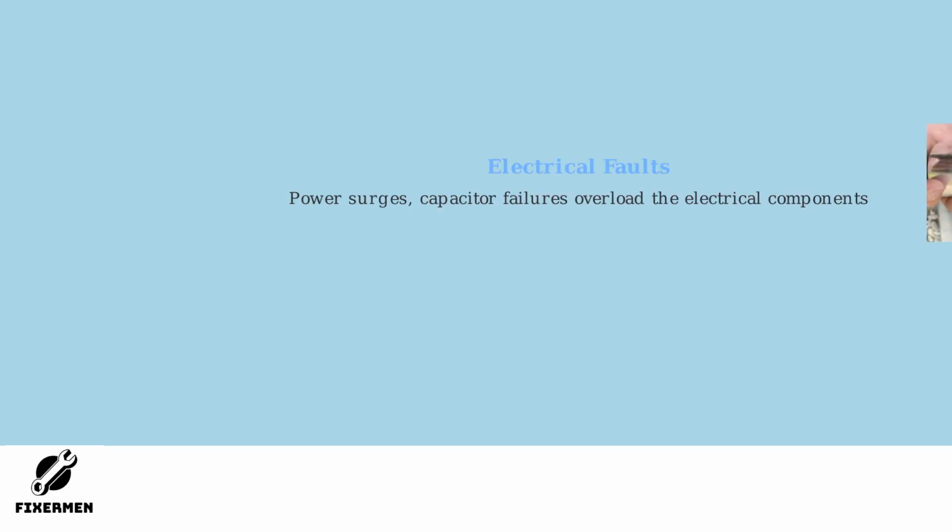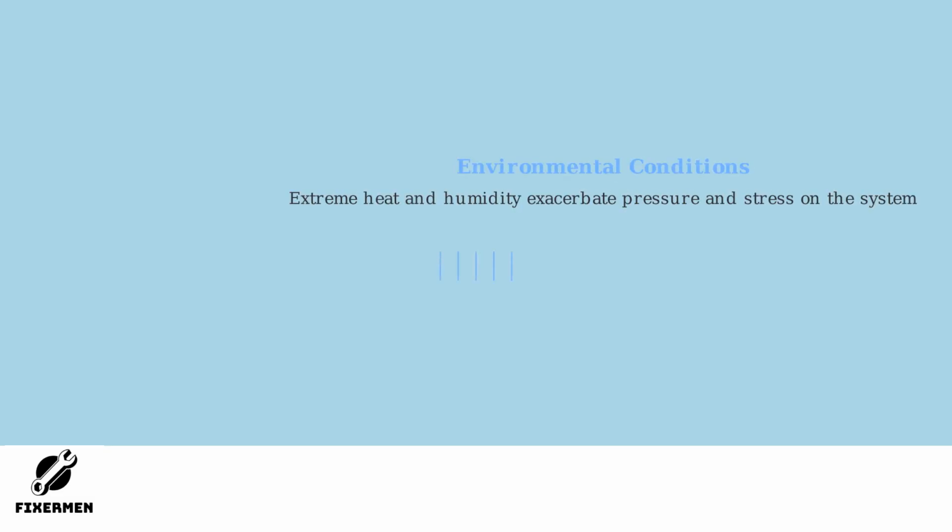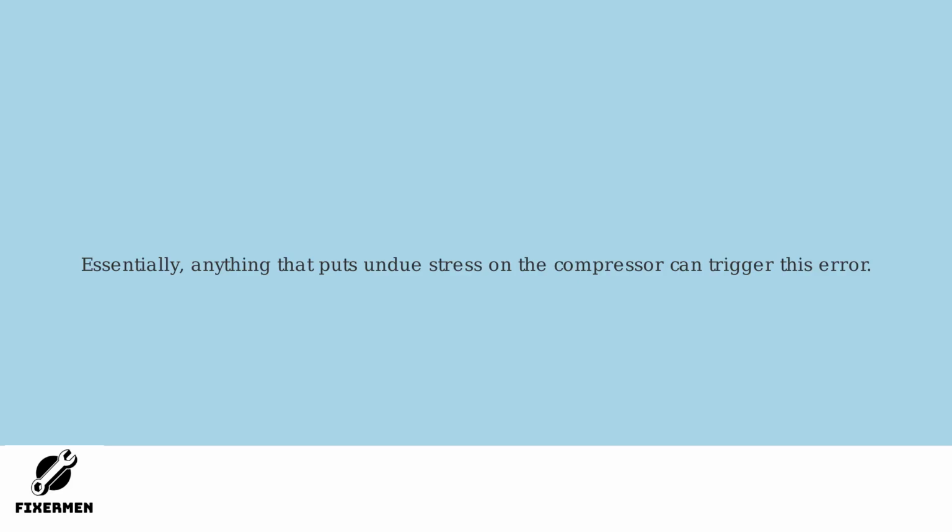Electrical faults such as power surges or failing capacitors can cause sudden overloads. When capacitors fail or wiring issues occur, the compressor receives inconsistent power, leading to stress that activates the H3 error code. Extreme environmental conditions like high heat and humidity can trigger the H3 error. In hot climates, the system works harder to maintain cool temperatures, increasing pressure and putting extra stress on the compressor. In summary, the H3 error occurs when anything causes undue stress on the compressor. Understanding these triggers helps in preventing and addressing the issue effectively.